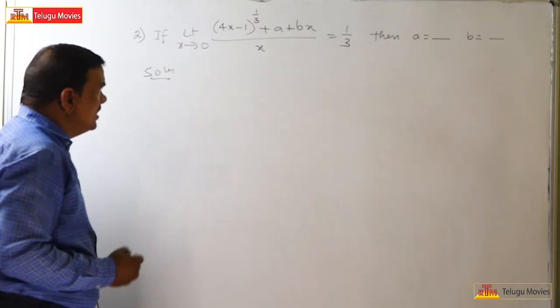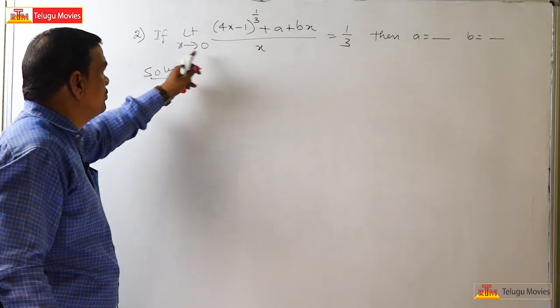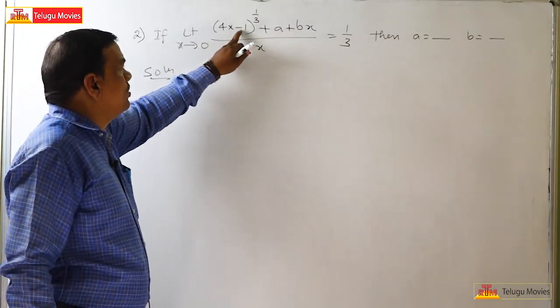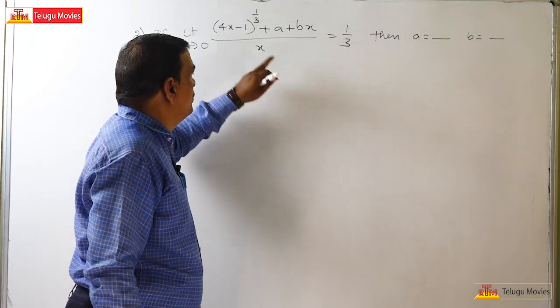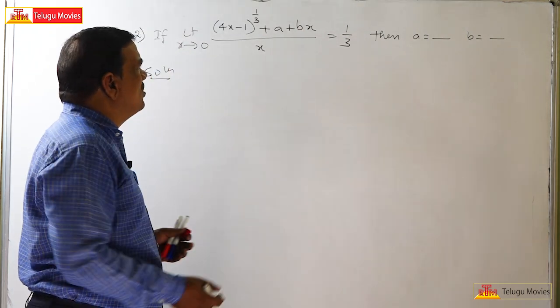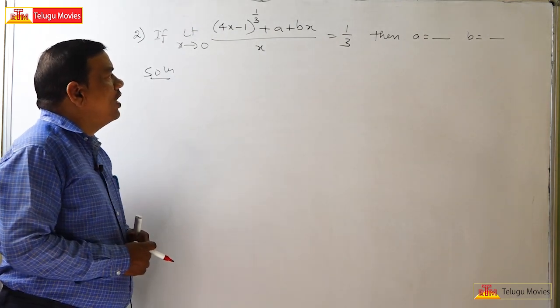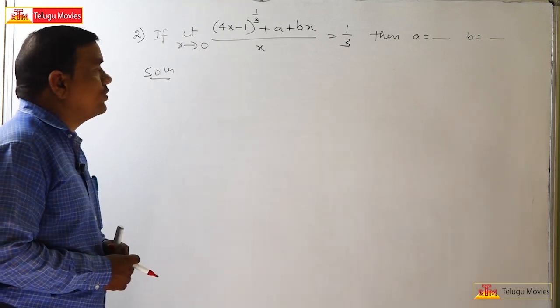Solution. Generally, the first step students will do: x tends to 0 means they will start substituting 0. So here 0, minus 1 whole power 1 by 3. So here also 0. So it is not getting 0 by 0 form. Why? Because we don't know the a value. Therefore L'Hopital rule is not applicable here. Then how to proceed here?